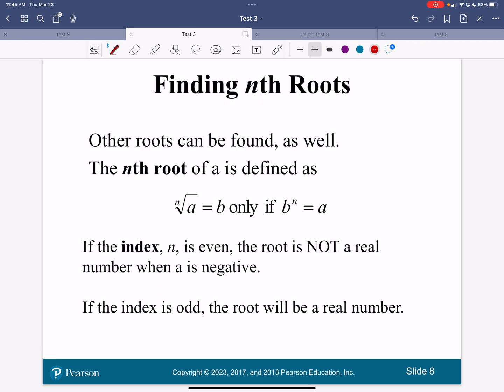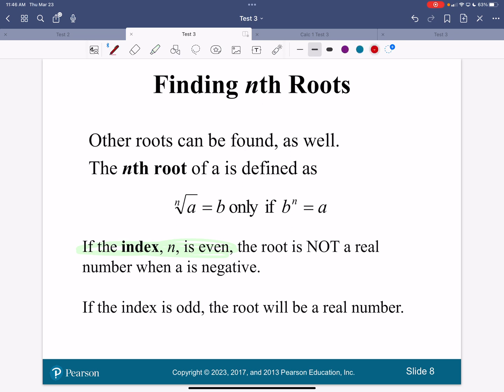The nth root of A is defined as B, and you're looking for what value of B raised to that power is going to give you that A. So you're looking for the 4th root, the 5th root. And this is super important. If the index n is even, the root is not a real number when the radicand is negative. So what you need to know about this right here, if n is even, it's not a real number.